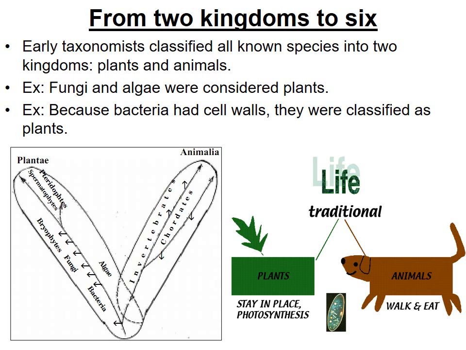So essentially, when we first started classifying organisms, we used to place them into two groups. We either said they were plants or animals. We used to think fungi and algae were considered plants because they had cell walls. And we actually used to think bacteria were also part of plants because they had cell walls. But today, we don't only have two kingdoms. We actually have 6 kingdoms. So we went from a 2-kingdom classification system to a 6-kingdom classification system as we became more sophisticated at classifying organisms using different features.